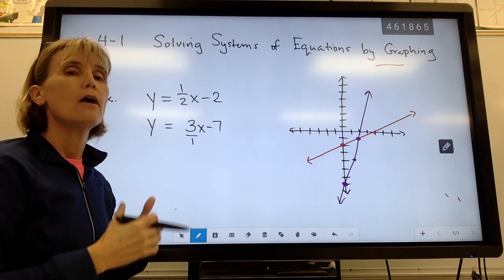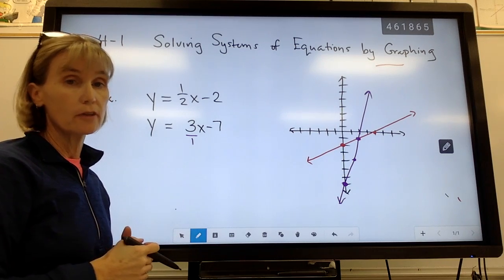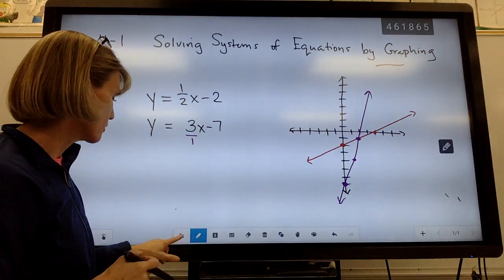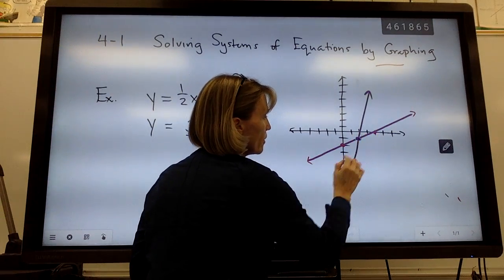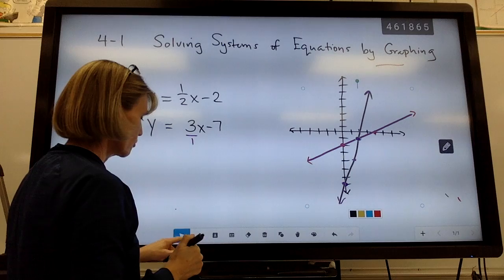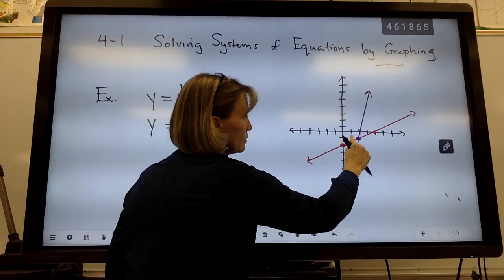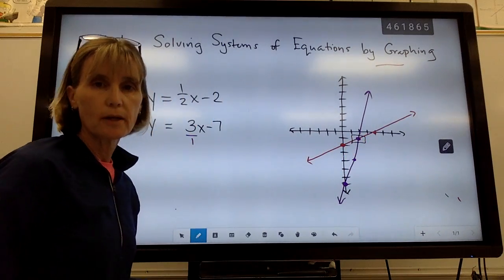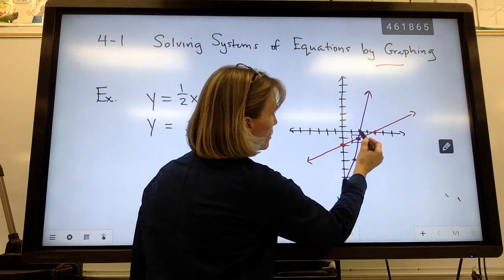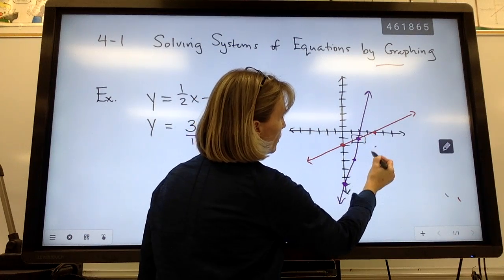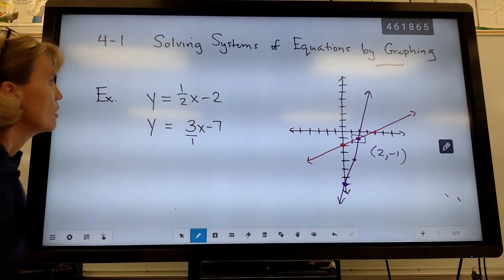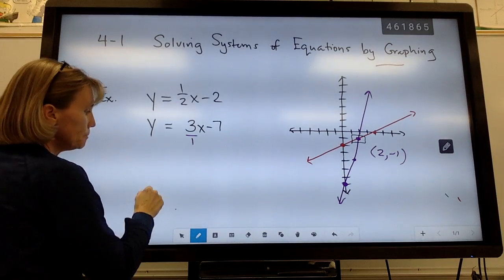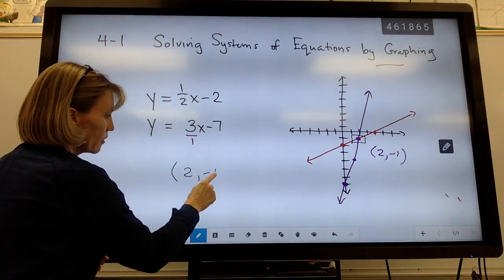Okay, hopefully you said that point's going to be where the 2 lines cross or where they intersect. Okay, so I'm going to go back here and say right there, where they intersect each other. That is my solution. So what would that point be? It looks like it's at +2, -1 is where that point is. So the solution to this system is (2, -1).